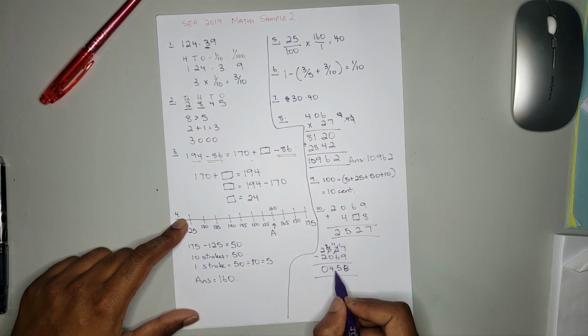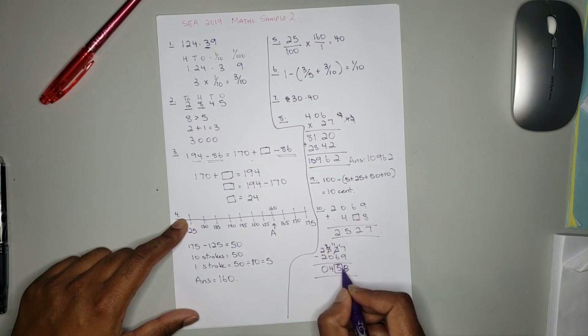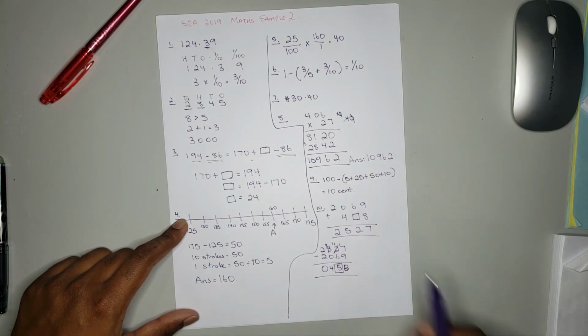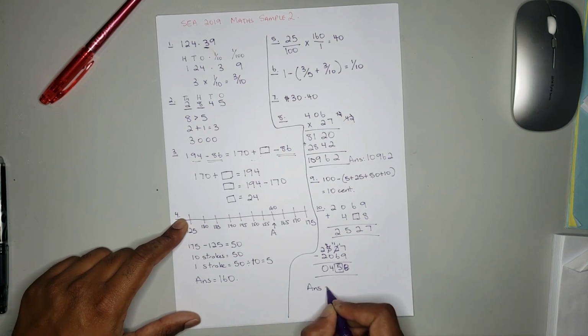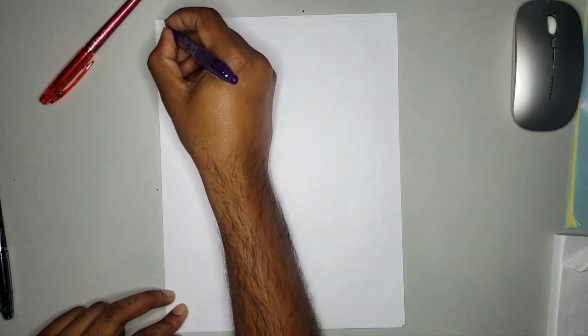And you realize the answer needs to be 5 because it's supposed to get 458. So the answer is 5. Moving on to number 11.